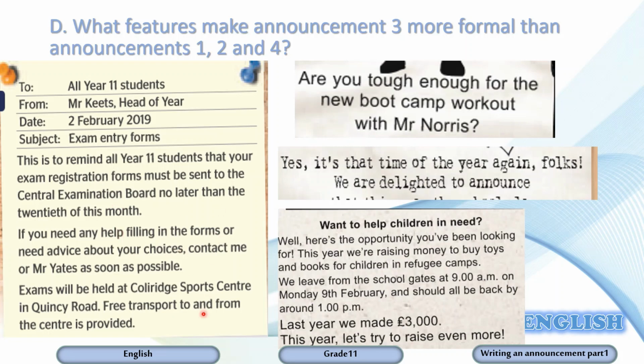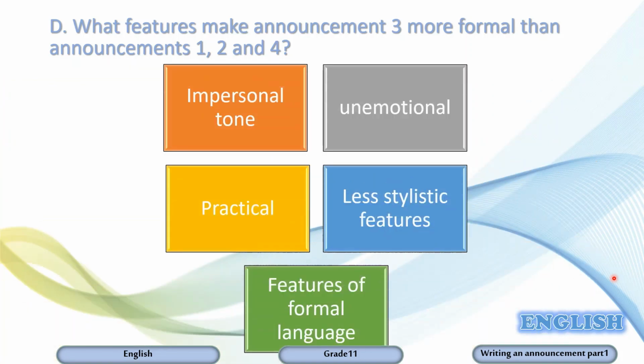There are no exclamation marks and no rhetorical questions, as you can see. But here you can find a rhetorical question, exclamation, once again exclamation and rhetorical question. And here it appeals to the audience's emotion, want to help children in need. So this is less formal. Now let's summarize. So what are the features of formal language? The tone is impersonal and unemotional. The manner is practical, and there are fewer stylistic features such as rhetorical questions or exclamations. You can find them in informal announcements more than formal ones.